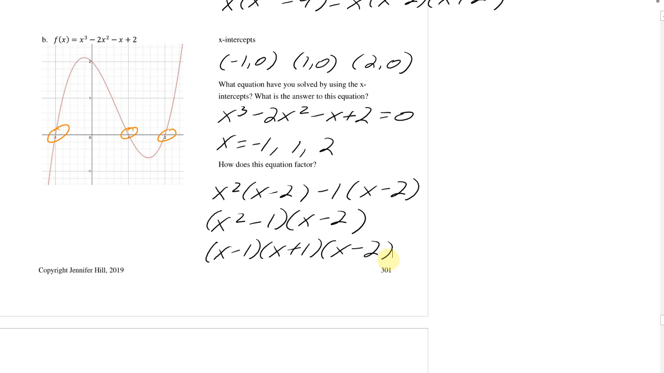So how would you make each one of these factors 0? You would make them 0 with 1, negative 1, or 2. So it all connects and it all works out.